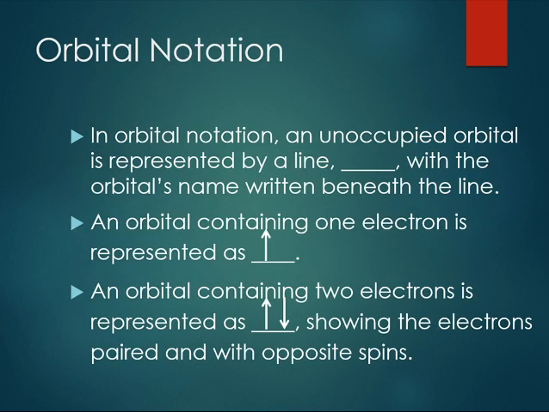In orbital notation, an unoccupied orbital is represented by a line. It's just a blank line, with the orbital's name written beneath the line. An orbital containing 1 electron is represented by an up arrow, upspin. An orbital containing 2 electrons is represented by an up arrow and a down arrow, showing the electrons are paired and they have opposite spins.